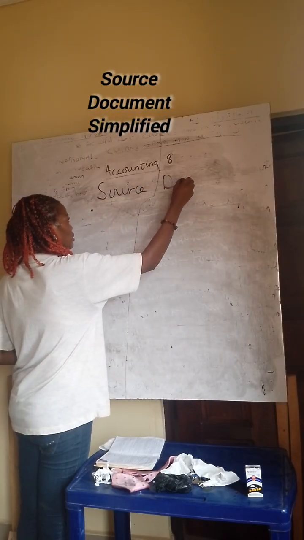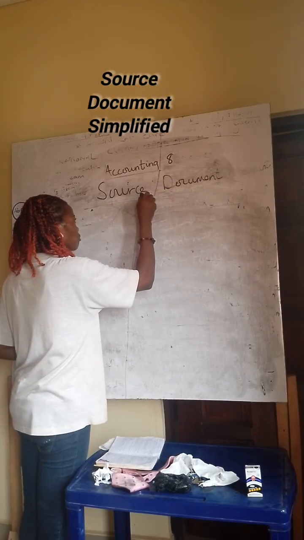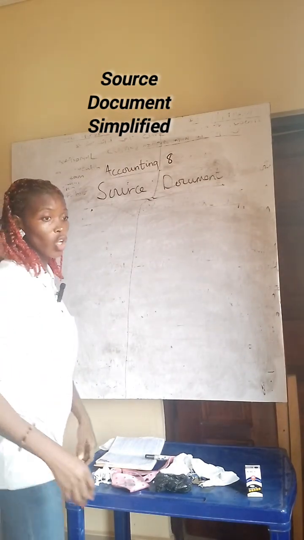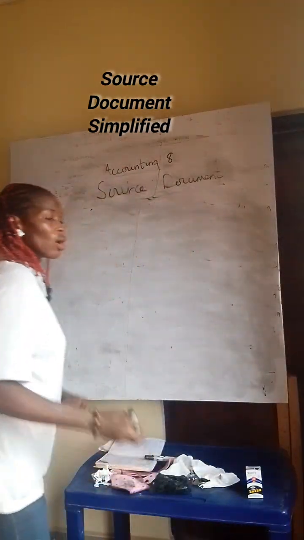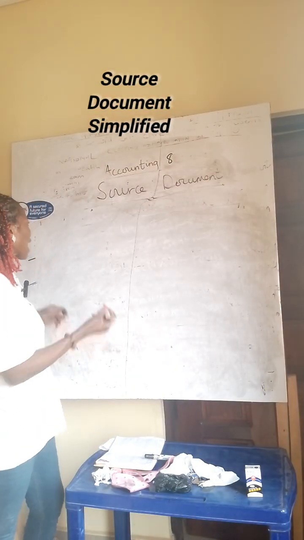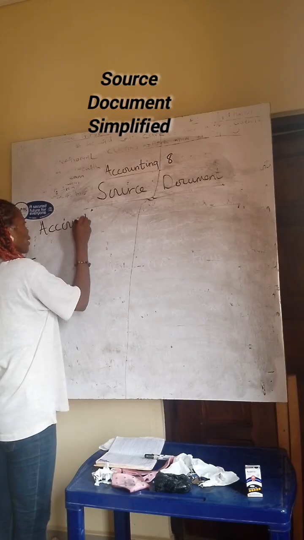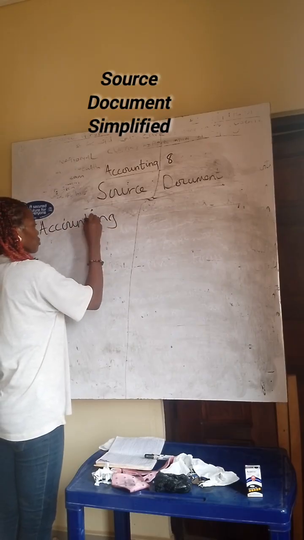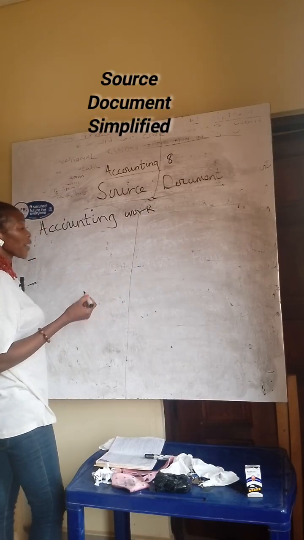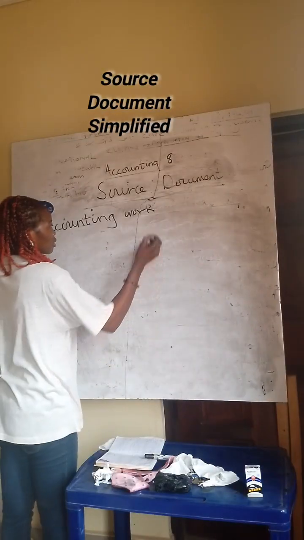Source document. Now, the name source document, what does this mean? Source document simply means the source of your information. Accounting works with what? Information. And where do we get our information from? Where we get our information from is what we call a source document.